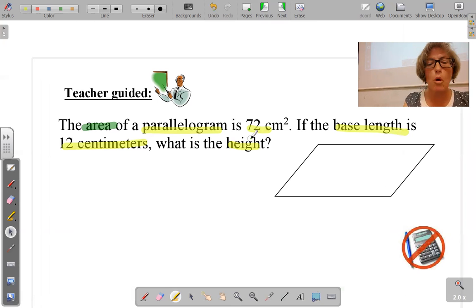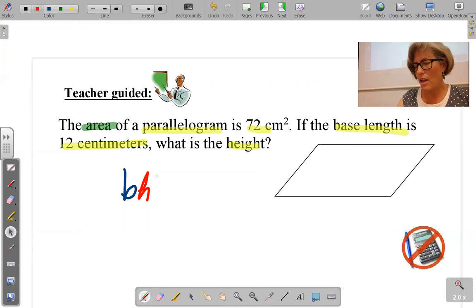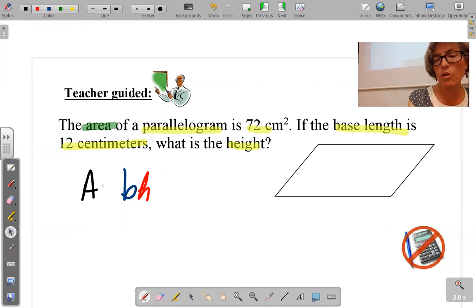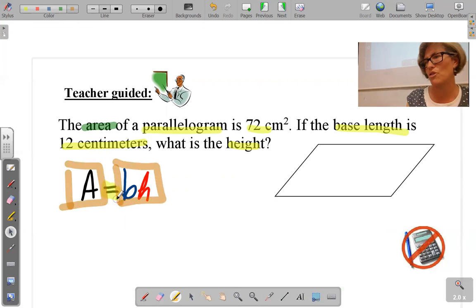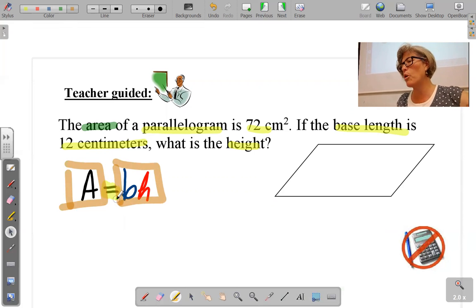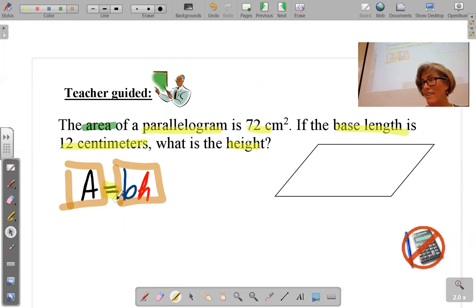Base times height. Okay, kind of. This is really important. Equations have 2 sides with an equal sign. So Gabriella, we always write the equation. Watch. Area equals. Because it's an equation, and an equation by definition has 2 equal sides. So that's very important. You always put both sides. Got it?